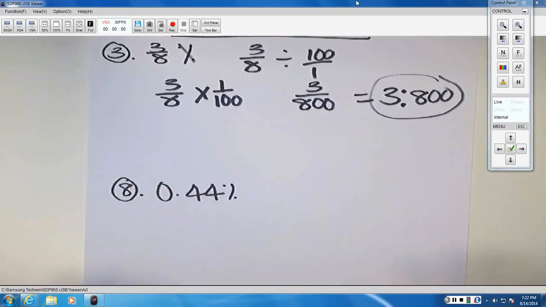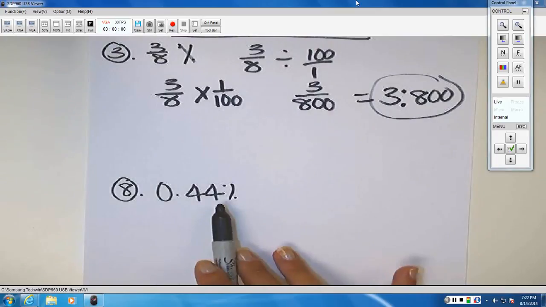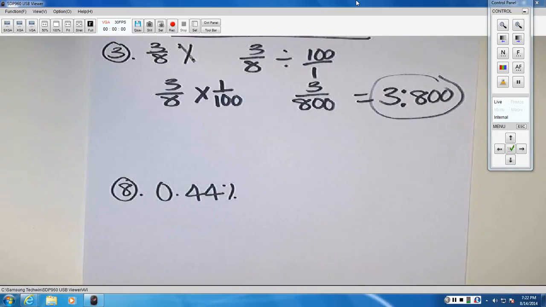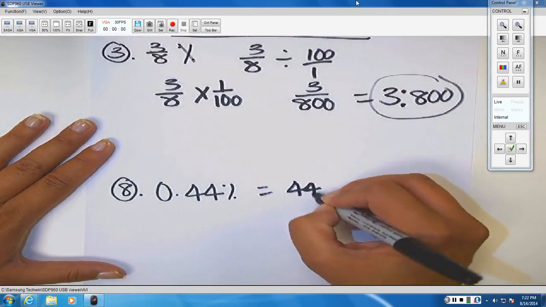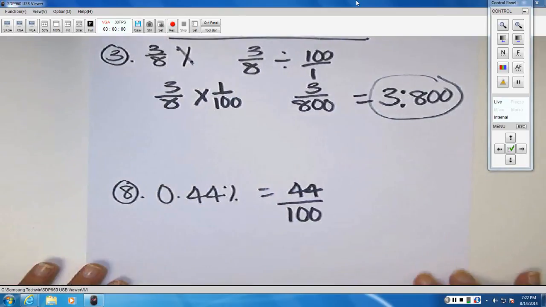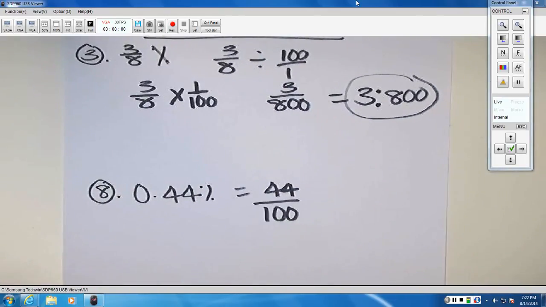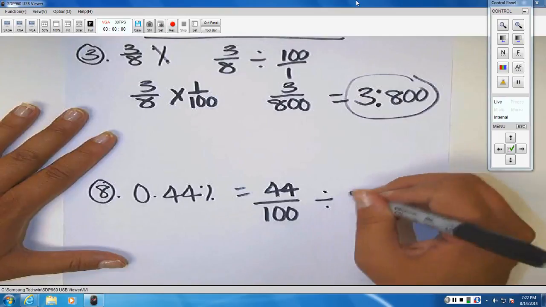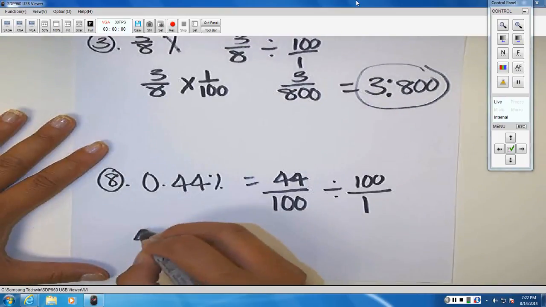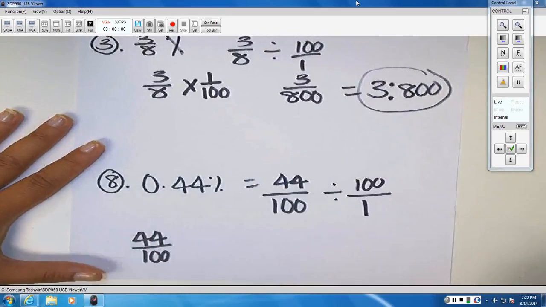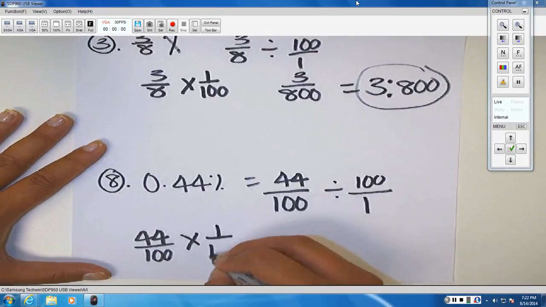Let's do this one. So number 8 has a decimal point. Again, we're just going to take that decimal and turn it into a fraction. This decimal, 0.44%, is in the 100th place. So we're going to take that, and it's basically just going to be 44 over 100. Again, here is our fraction that we want to divide by 100. So divided by 100. We're going to flip that second fraction, and it's going to turn out being 44/100 times 1/100.